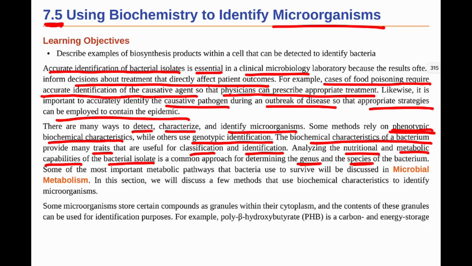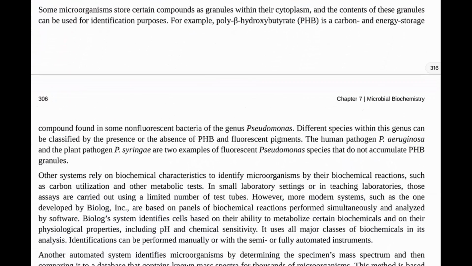So we will look at microbial metabolism. We're going to get to that section and discuss it in more detail. But in this section, as I mentioned, we're just going to discuss a few methods that use biochemical characteristics to identify some microorganisms. So some microorganisms store certain compounds as granules. Remember, we do have organisms that have granules, little pockets of chemicals and different enzymes inside of their cytoplasm. These granules and the contents of these granules can be used for identification purposes.